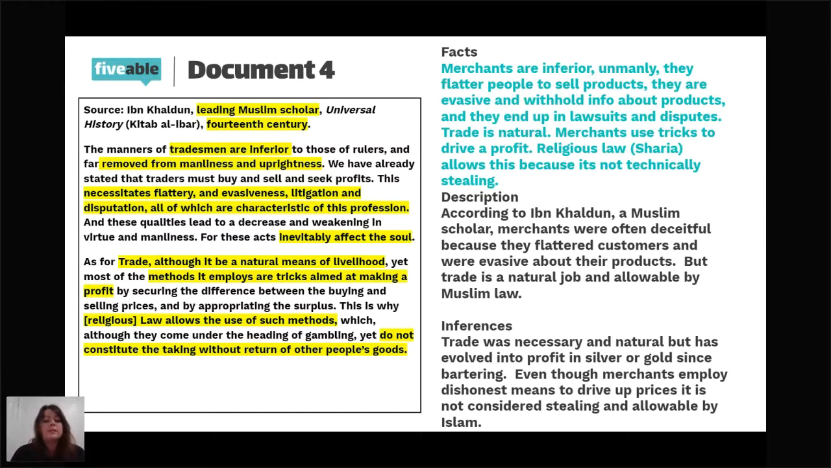This necessitates flattery. So what he means there is you flatter the seller. "Oh my God, have you lost weight?" You know, hoping they'll pay more for the product, right? It necessitates flattery and evasiveness, right? So they're evasive, like they're not giving you all the information.